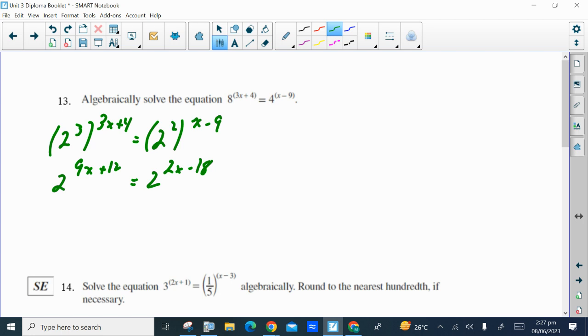This is an equation. The two sides are equal. If the bases are equal, the other parts are equal as well. They have equal bases, so the exponents have to be equal. And then we solve for x. Subtract 2x from both sides, subtract 12 from both sides. X will equal -30/7.